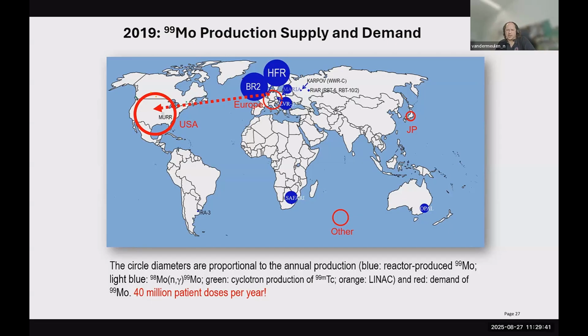Of course, 20 years ago, or was it 25 years ago now, there was a massive problem where there was a shortage of molybdenum-99 production because of the fact that there were too few reactors operating.